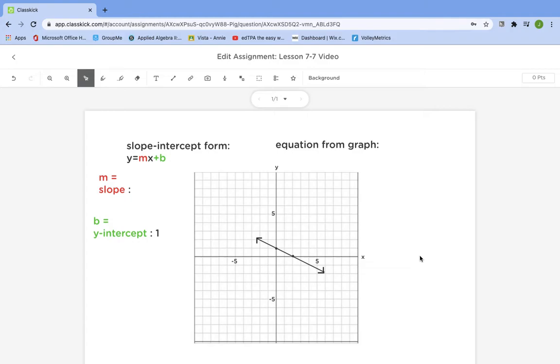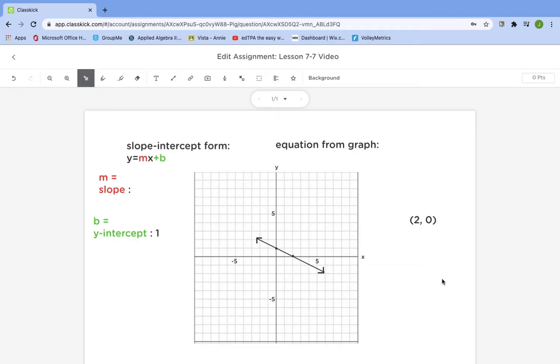So that new point is at (2, 0), right? We see that our x value is 2 and our y value is 0 for that point. This doesn't give us our slope, but it helps us find our slope.